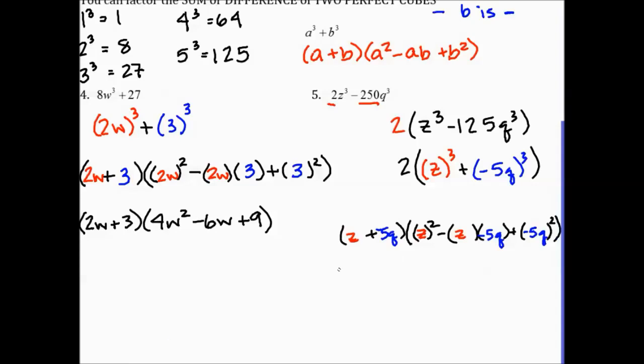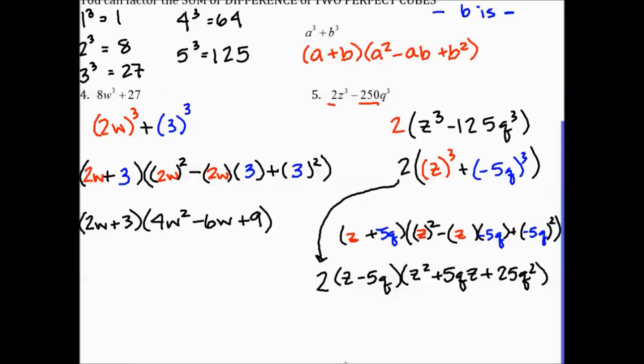So to clean this up a bit, I have z minus 5q times z squared, then minus z times negative 5q is going to be plus 5qz, plus, and then negative 5q squared is going to be 25q squared. And then don't forget to bring down the 2. That was our GCF. So that would be our final answer for number 5.